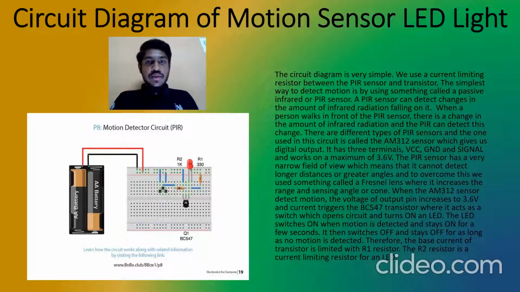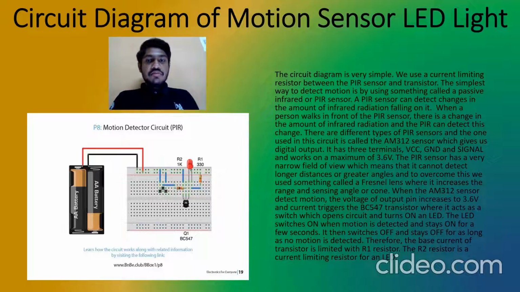The simplest way to detect motion is by using something called a passive infrared or PIR sensor. A PIR sensor can detect changes in the amount of infrared radiation falling on it. When a person walks in front of the PIR sensor, there is a change in the amount of infrared radiation and the PIR can detect this change.